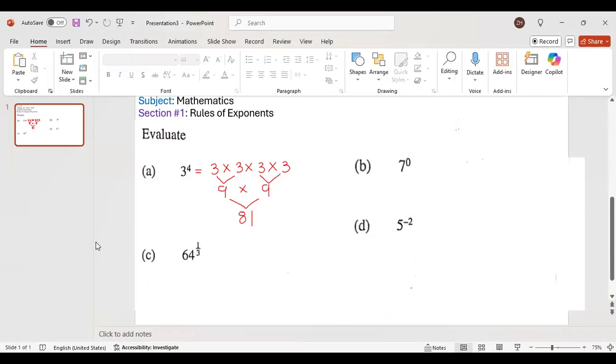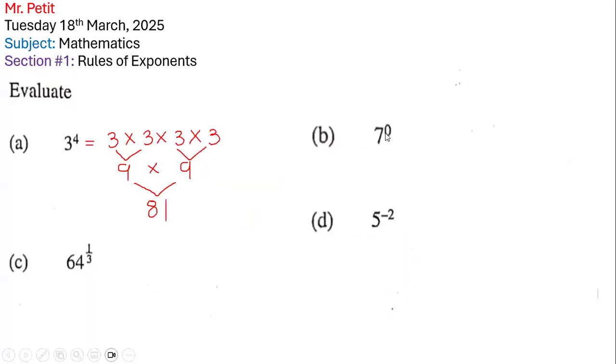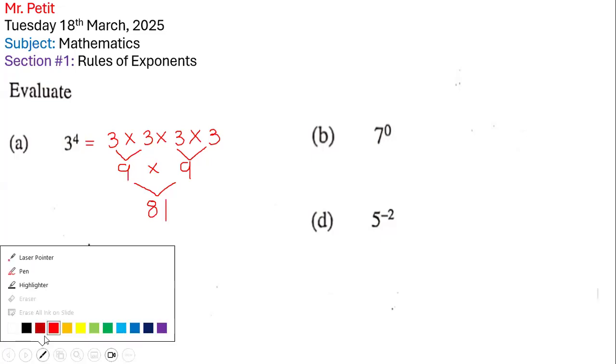Good. All right, so now we have B, and B is 7 to the power of 0. Does anyone remember how to do that? 7 to the power of 0. What is that going to be? 1.